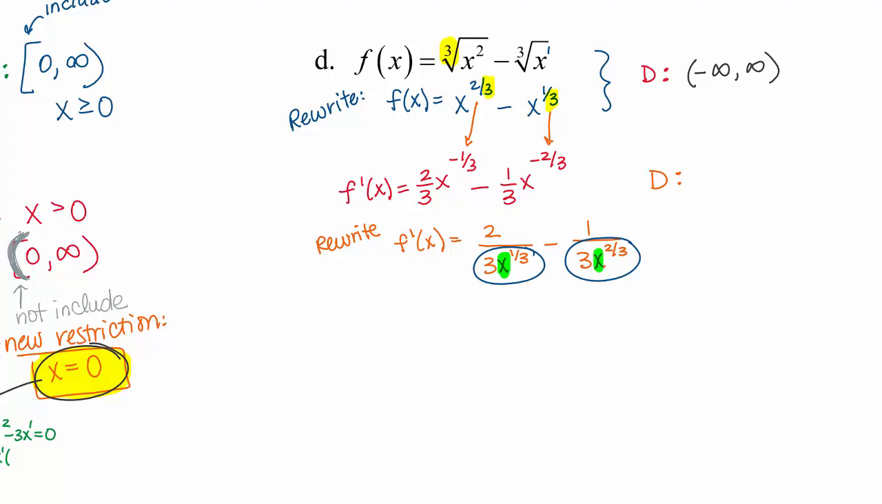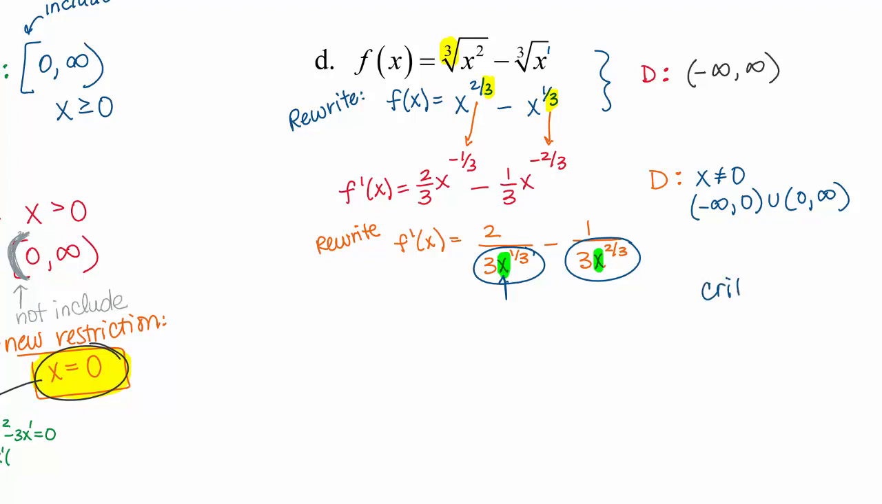And they will be 0 when x is 0, because x to the 1/3, so 0 to the 1/3 is 0, times 3 is 0. So x can now not equal 0. If you wrote that out in interval notation, you have that jump, if you will, at 0. So now I have a new restriction.